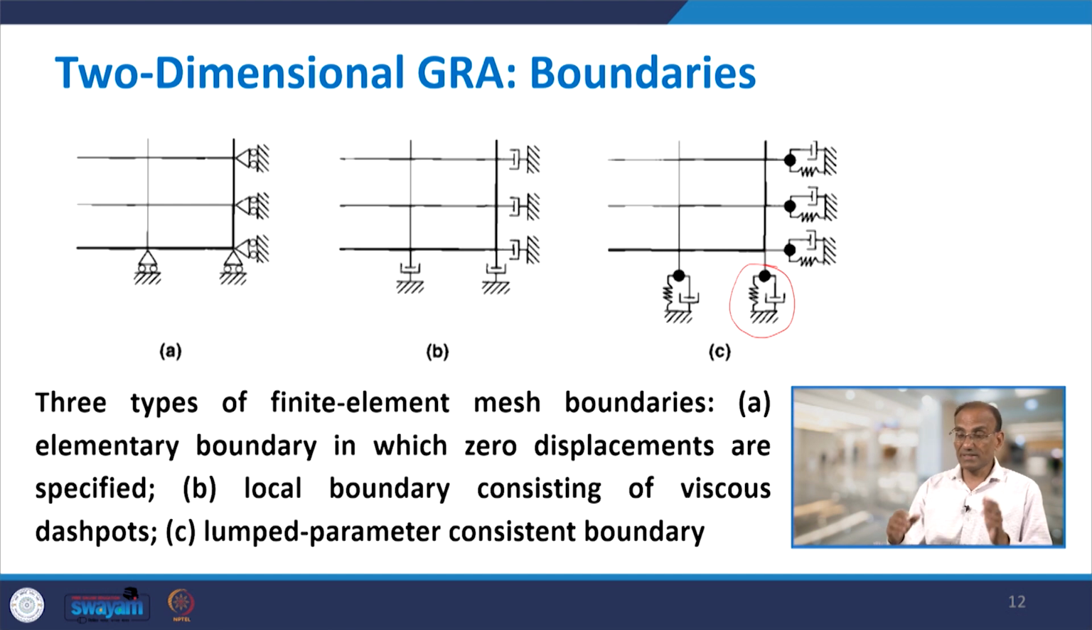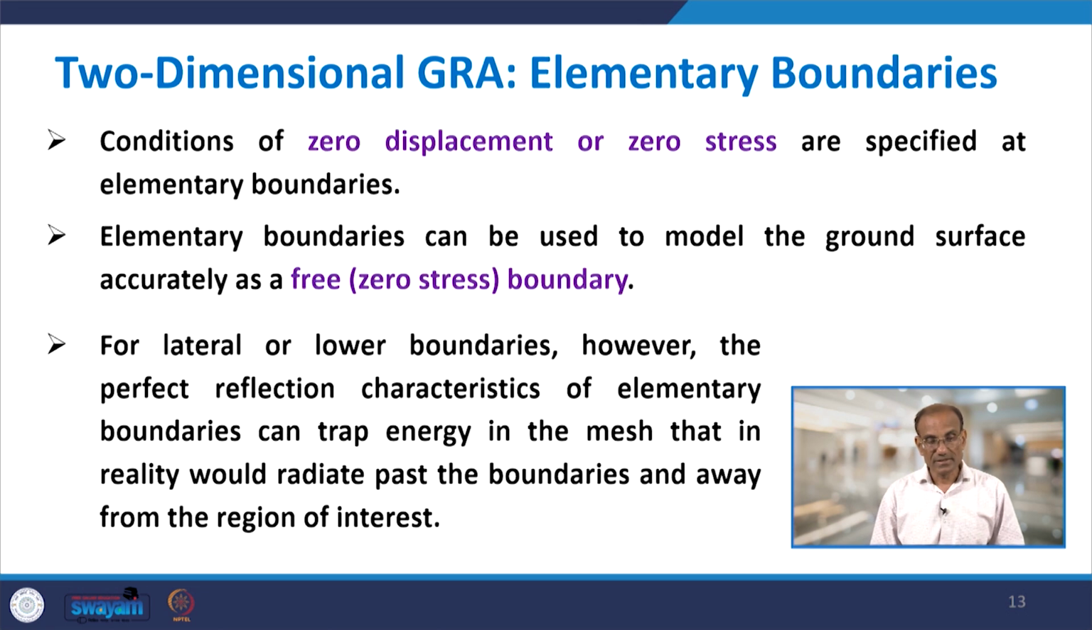Now, we are going to discuss in detail these three boundaries. Conditions of 0 displacement or 0 stress are specified at elementary boundaries. Elementary boundaries can be used to model the ground surface accurately as a free or 0 stress boundary. So, we will have this. The elementary boundary is the simplest boundary, where we apply the condition of either 0 displacement or 0 stress at that node in a particular direction, and they can be used to model the ground surface accurately as a free or 0 stress boundary.